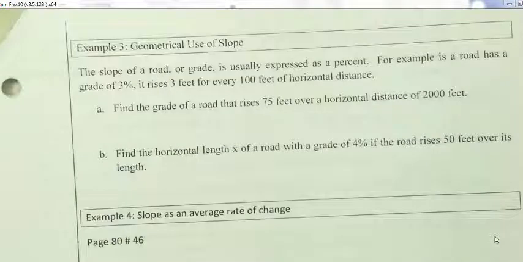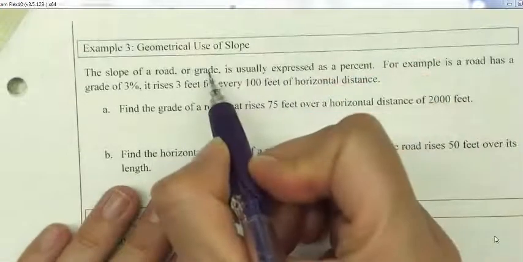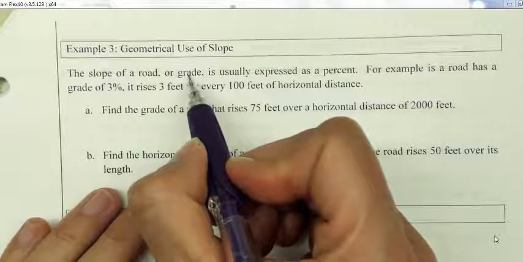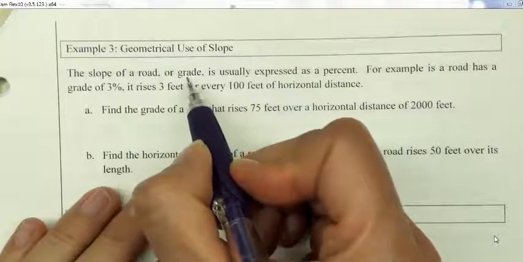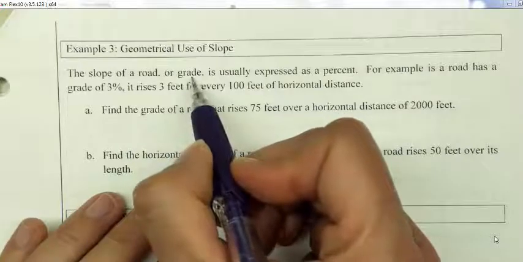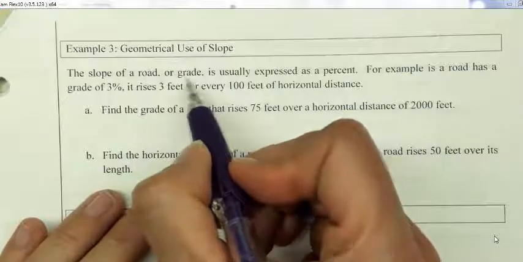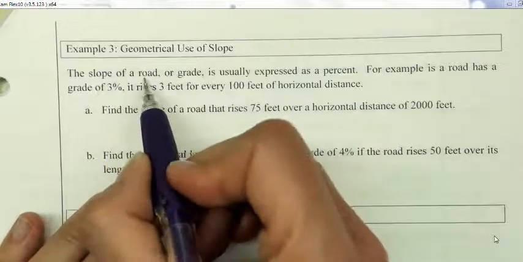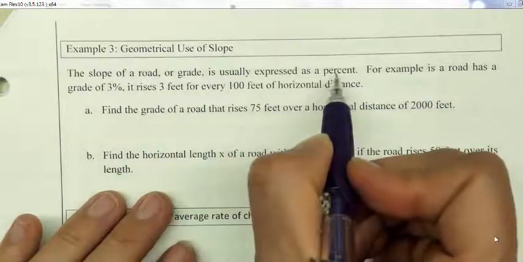Okay, example 3. The slope of a road or grade, okay, so this is used all the time. You'll actually see these signs on the side of a highway a lot of times, usually with a truck on it, telling you what percent grade you have. A lot of big trucks like semi-trucks worry about this because of their brake capacity. Okay, so the slope of a road or grade is usually expressed as a percent.